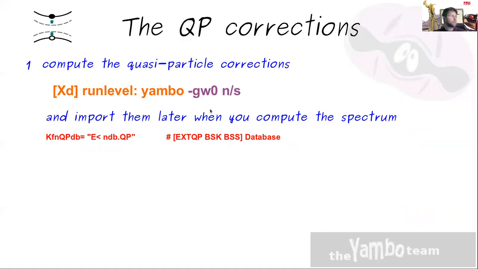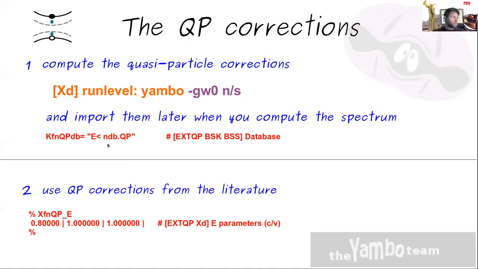The quasi-particle corrections with the Yambo code can be performed with the -gw0 run level, and there is a dedicated lecture for that. Here I just would like to highlight that this calculation produces an ndb.QP database, which you can import when you perform a BSE calculation. This is the key input variable, which you need to put in the input file, so that the code will read this database and correct the underlying band structure.